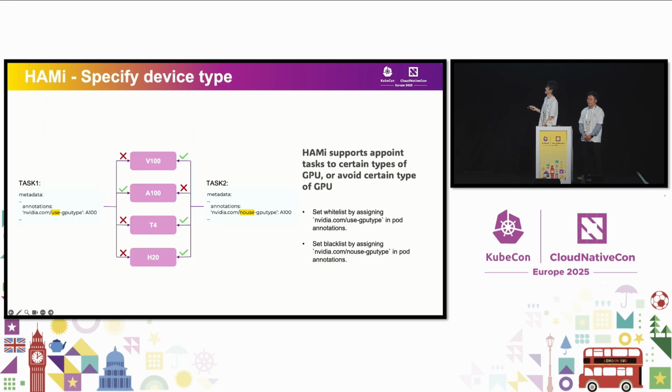Other features include device specification. You can specify the type of GPU you wish to use. If you only want to use A100, you can set the task annotation here with the use GPU type annotation, which means the task can only be applied to A100 cards. Or you can avoid being applied to A100 by setting this blacklist, no-use GPU type, here.